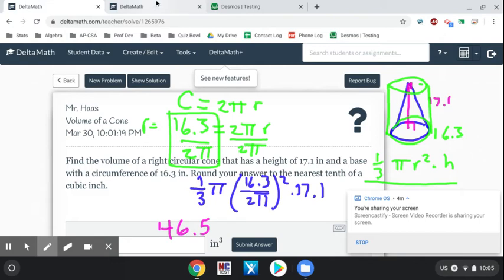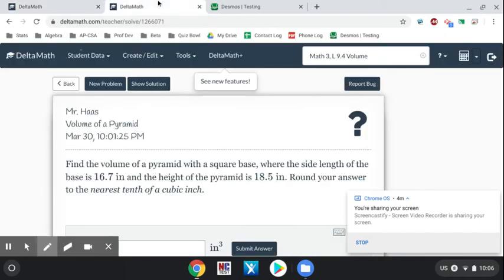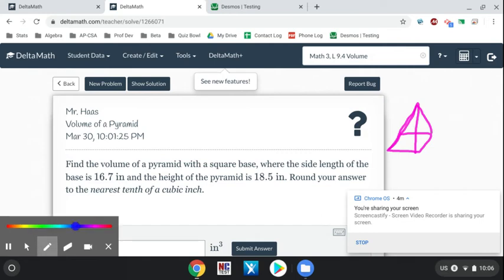Now, we're going to try one more that's going to be similar because this one is a pyramid. Now, a pyramid, once again, also comes to a point like a cone, but it just has a polygon base. In this case, they say the base is a square. It can be any kind of polygon, a triangle, octagon, but usually for these exercises, I think we're going to have a square. This time they were nice enough, instead of giving us something weird, they gave us exactly what we needed. A side length of the base is 16.7. And then the height, once again, is if you drop it straight down to the middle, the height would be 18.5.